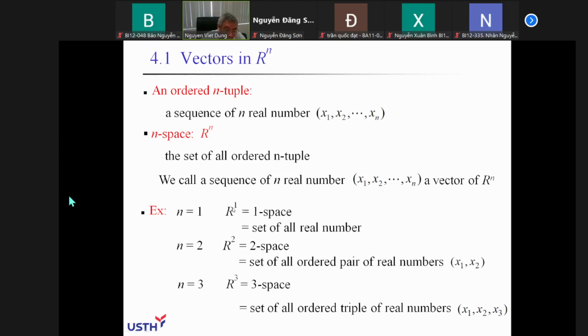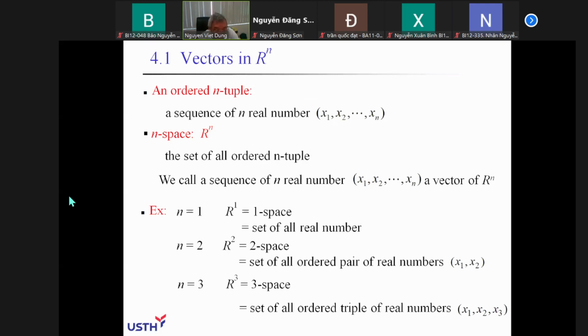The first one, R1, is one space. Because n is 1, here we have only one real number. And R1 will be the set of all real numbers. And then you can see that it is nothing but the straight line of real numbers. In Vietnamese we say trục thực, đường thẳng thực, or something like that.